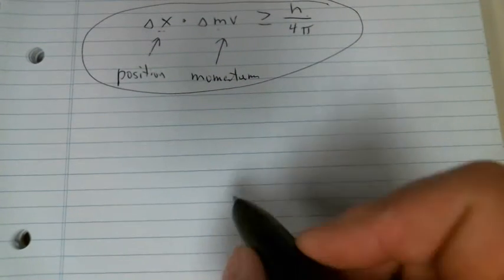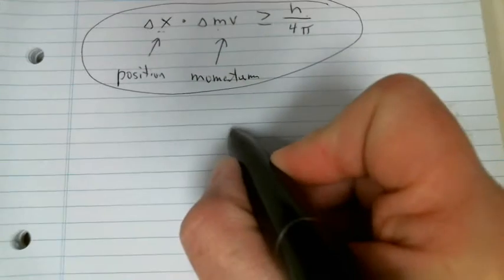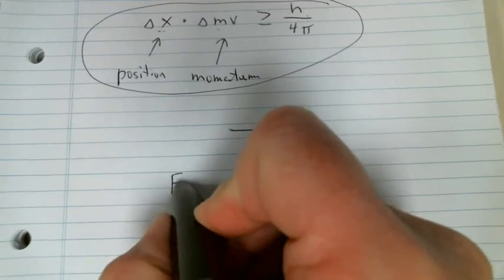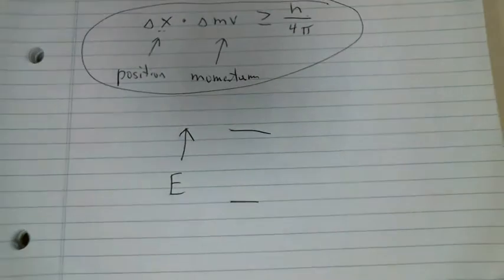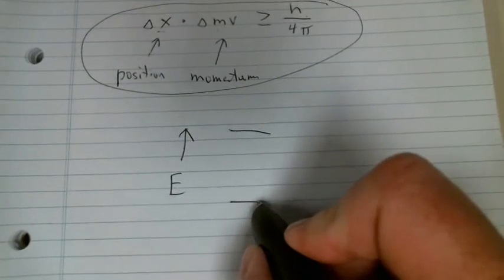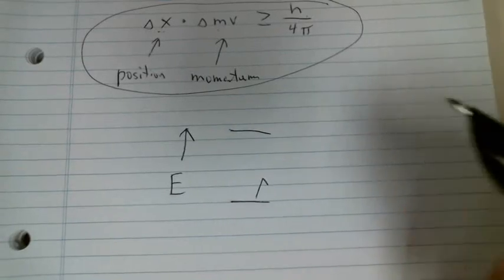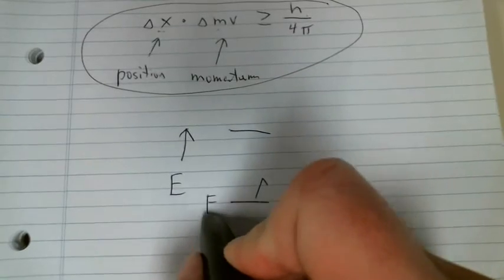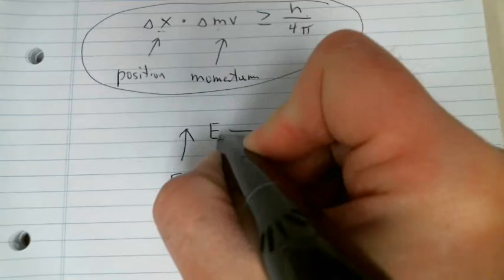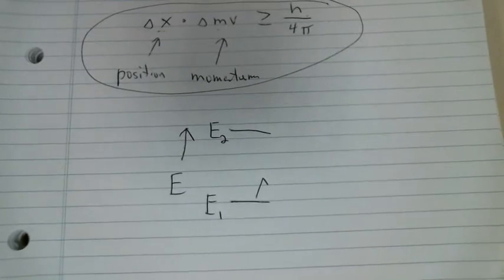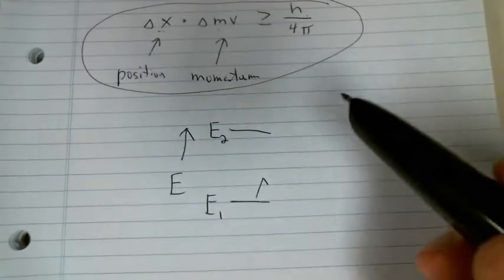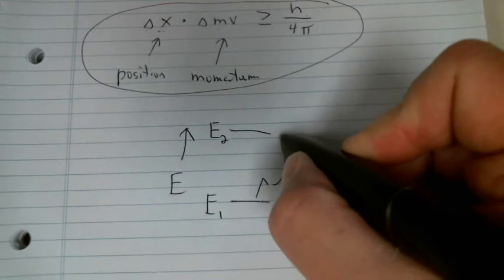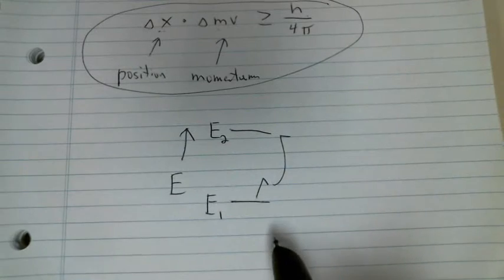And so remember, just kind of going back a little bit, what we're interested in are these energy levels, and having an electron transition between two energy states, energy state 1, energy state 2, and popping up in there or popping back down.